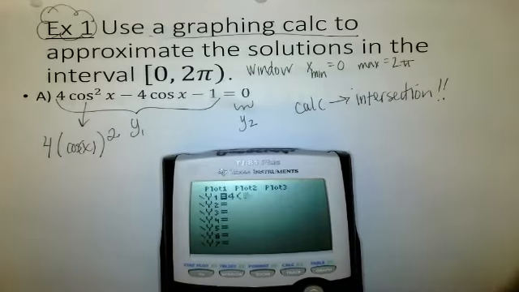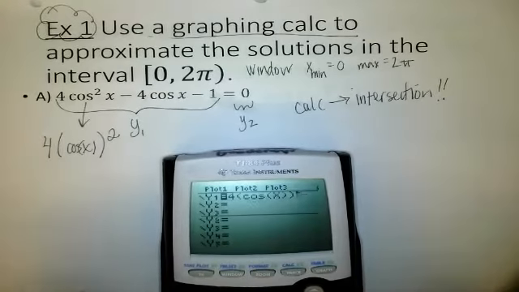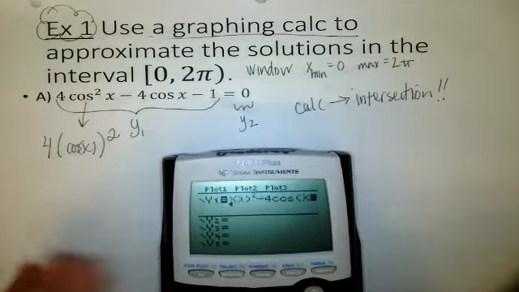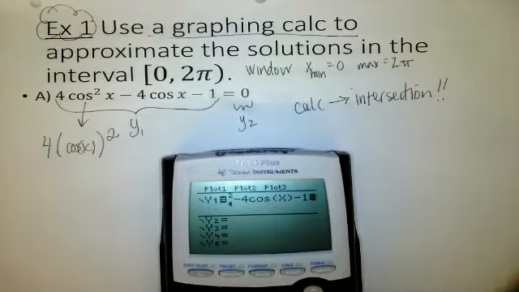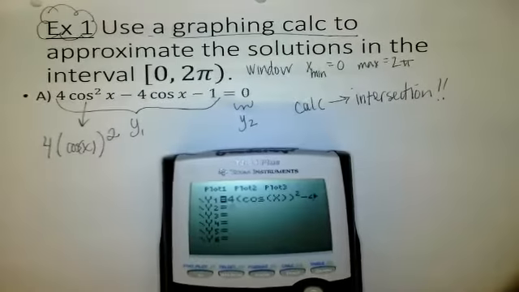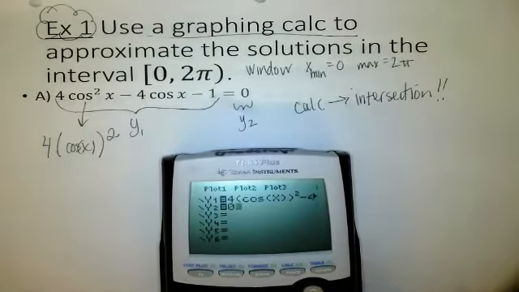We have 4 quantity cosine of x, quantity squared, minus 4 cosine of x, minus 1. And you're all doing this with me. And y2 we have equal to 0. I don't quite hear enough calculator button pressing.